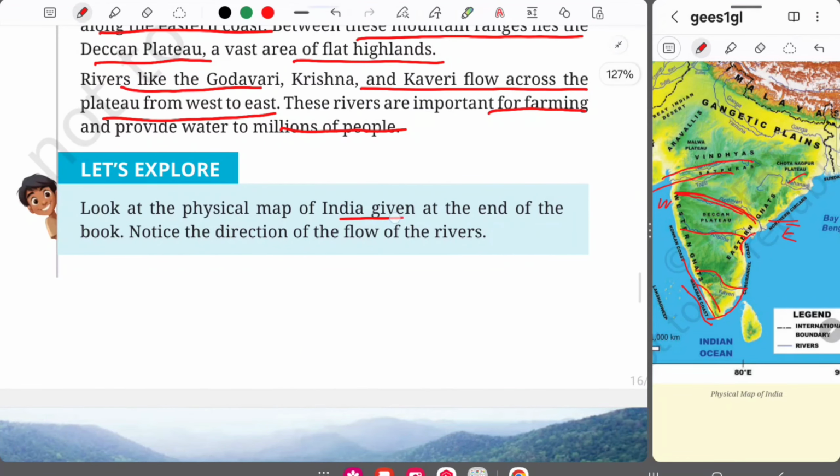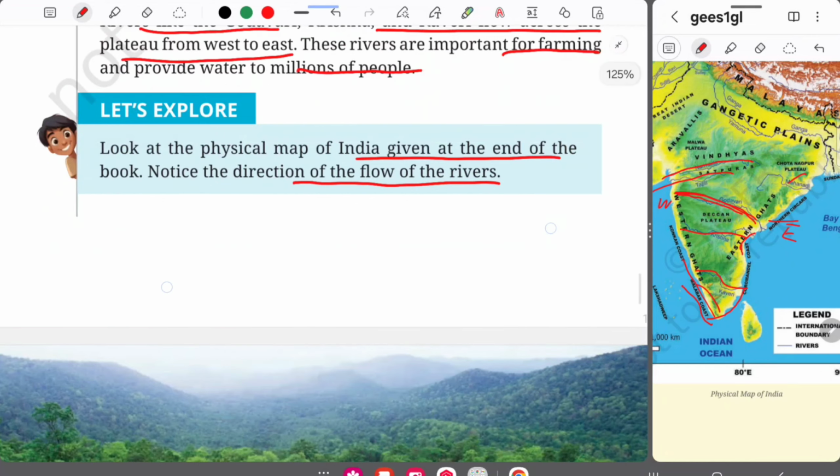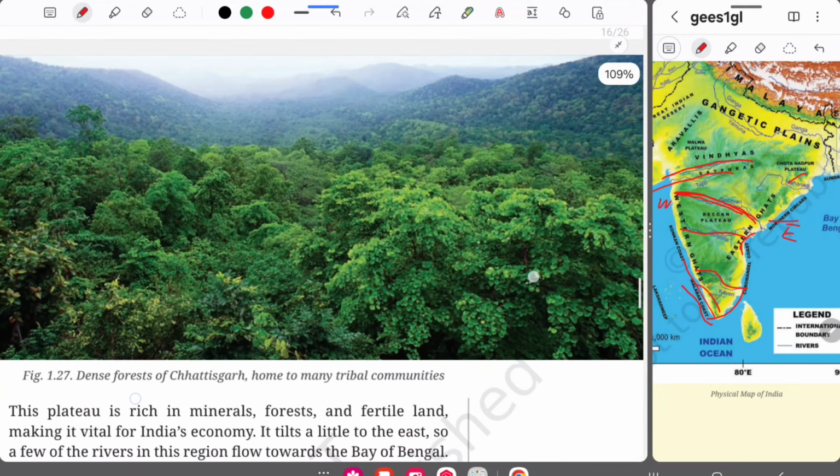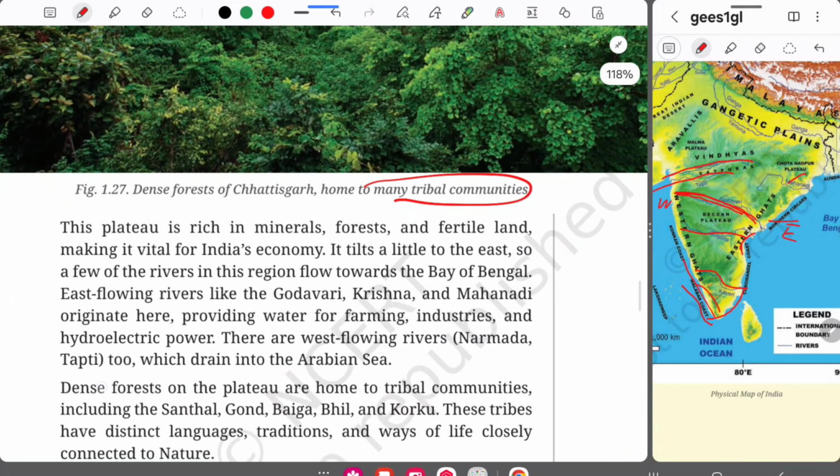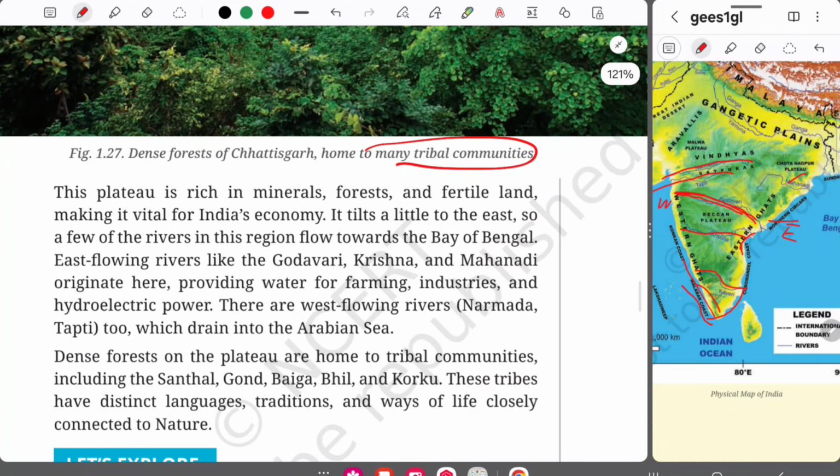Look at the physical map of India given at the end of the book. Notice the direction of the flow of the river. We have already noticed, isn't it? These three rivers flow from west to east, and two rivers, that is Narmada and Tapti, flow from east to west. Here is an image of the dense forest of Chhattisgarh, which is home to many tribal communities. These areas are all under the plateau area, the Deccan Plateau area.